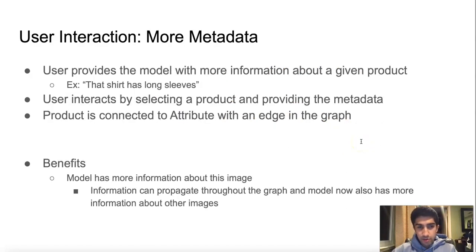The first user interaction is called more metadata. In this case, the user is providing the model with more information about a given product. For example, it could say, "That shirt has long sleeves," or provide any other metadata that the product is not already tagged with. The user interacts by selecting a product and providing the metadata, and technically, to incorporate this into our framework, we connect the product to an attribute with an edge in the graph. The benefit of this interaction is that the model has more information about this image, and this information can propagate through the graph. So the model now has more information about not only this image, but other images that have potentially similar attributes.